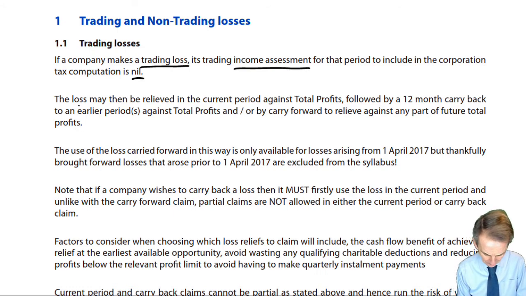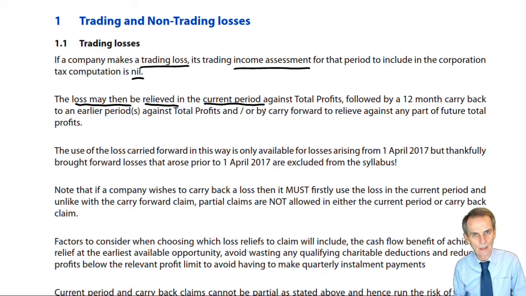As we've just said, that loss may then be relieved in the current period. Now, against what in the current period? Good news to a degree here, it is against total profits. So all the other sources of income and capital gains. We don't have a problem putting a trading loss against capital gains. As we just said, you can't put a capital loss against sources of income, but your trading losses here, no problem. They go against total profits.